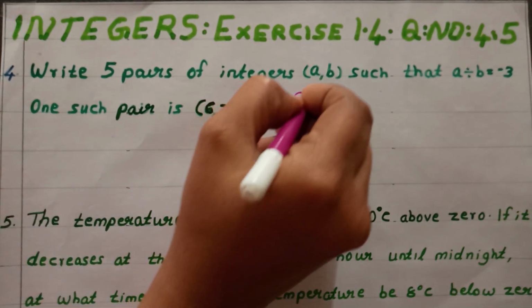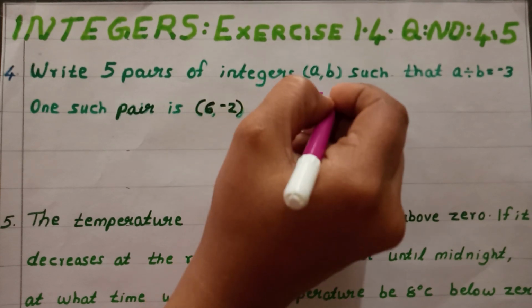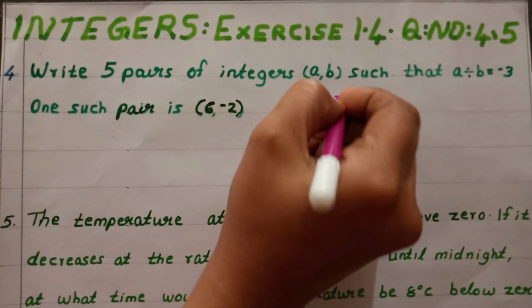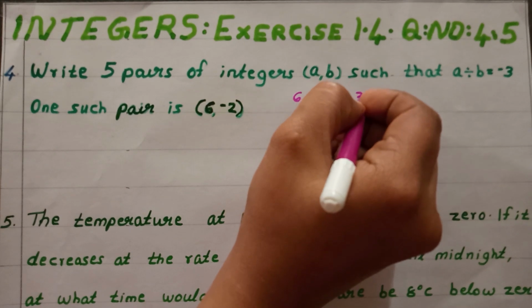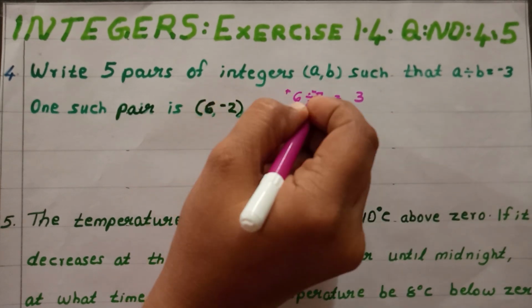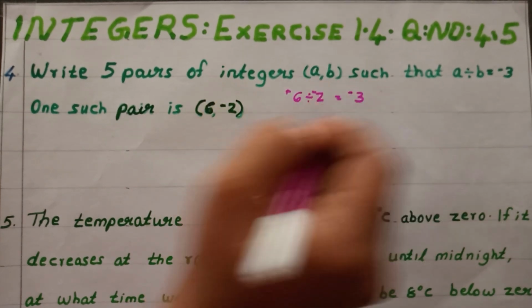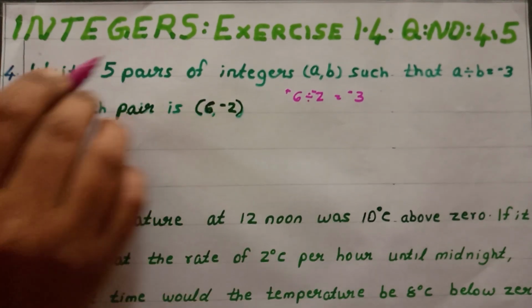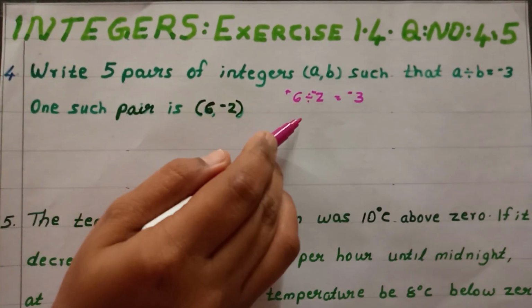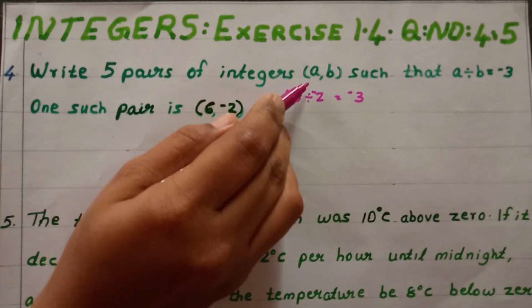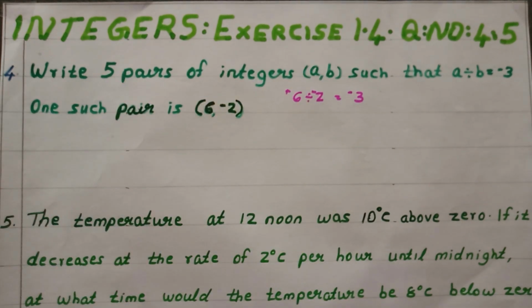See, 6 divided by 2, answer is 3. Positive divided by negative, answer is negative. So, answer will be minus 3. So, this is an example for this a and b. So, we have to find 5 more pairs.